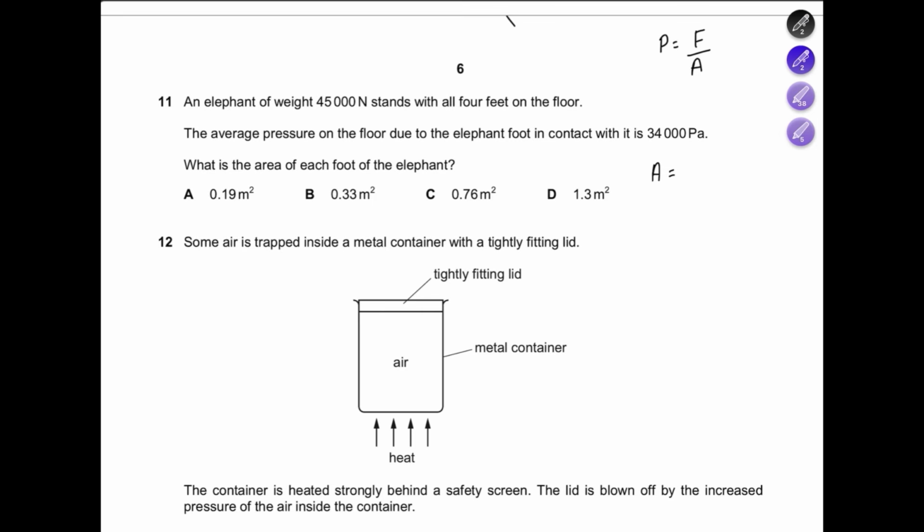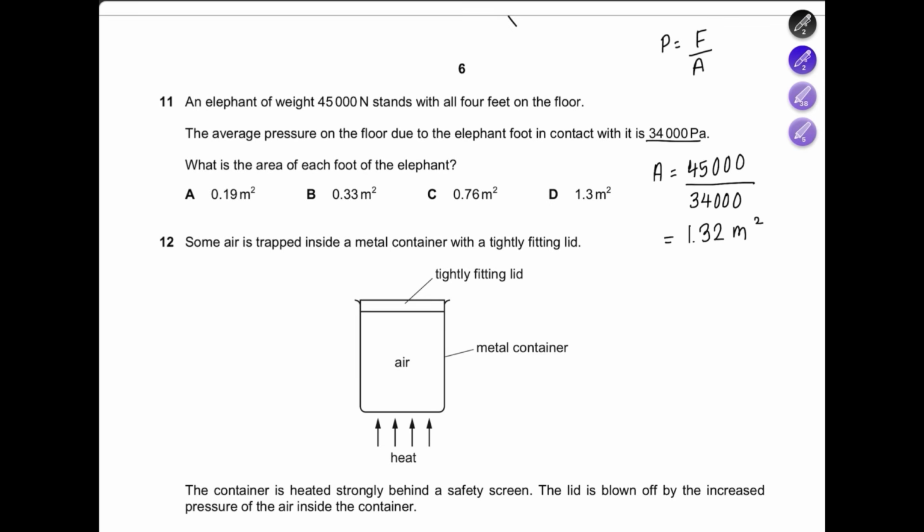So the entire force is the weight. This is going to be 45,000 Newton divided by the average pressure. So this is 34,000 Pascals. So we get 1.32 meters square. Now this is area of all 4 foot, okay? So we need to find the area of each foot, divide this by 4 and you get 0.33. So the answer is going to be B.